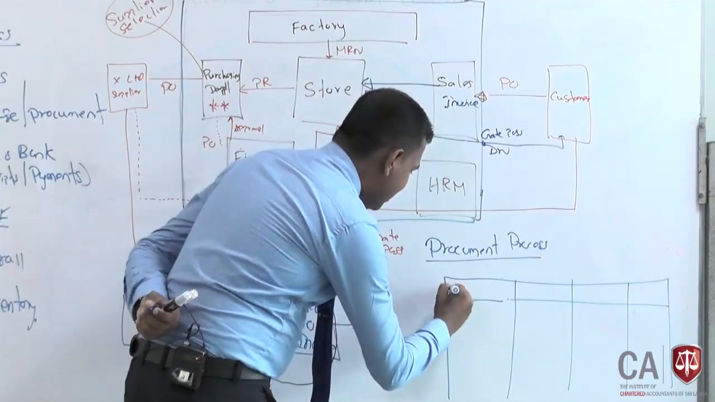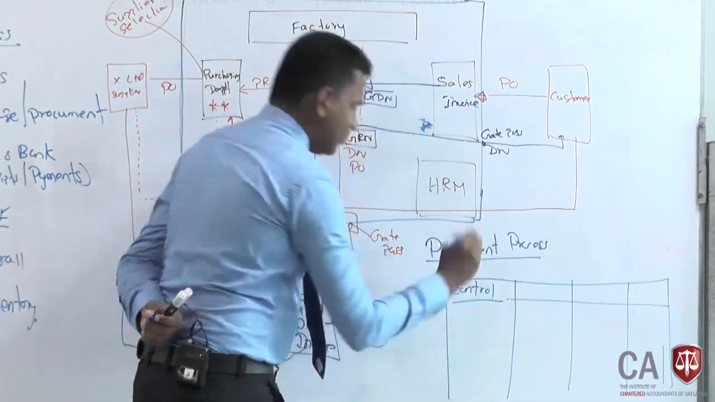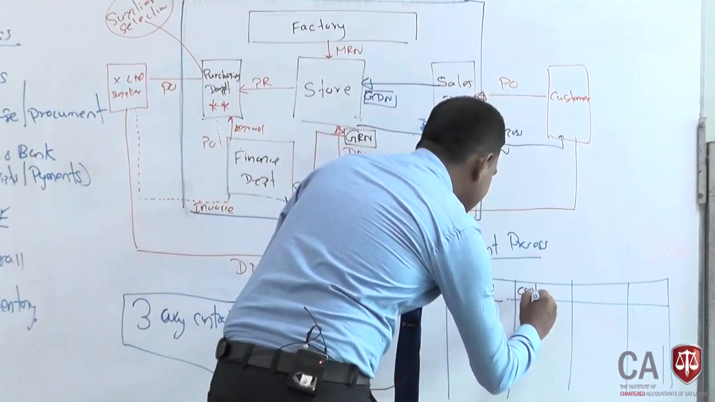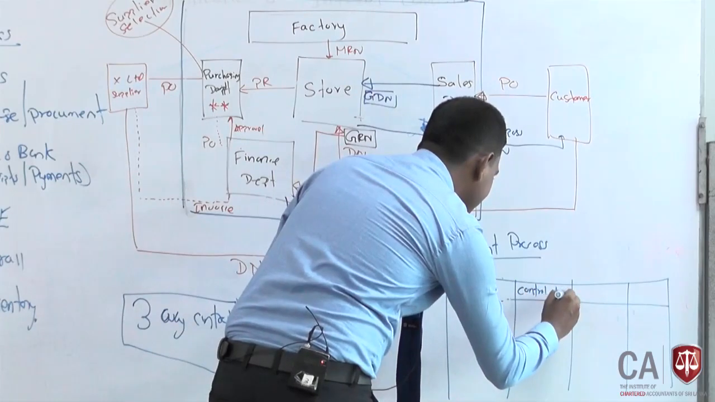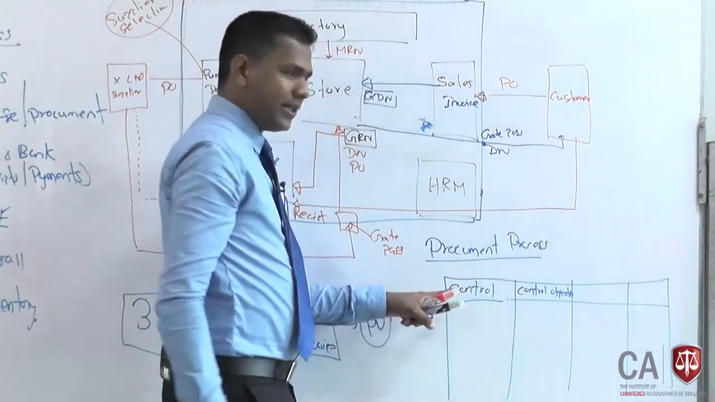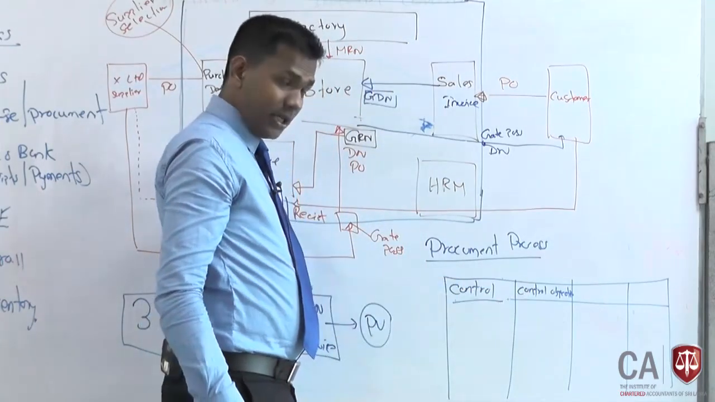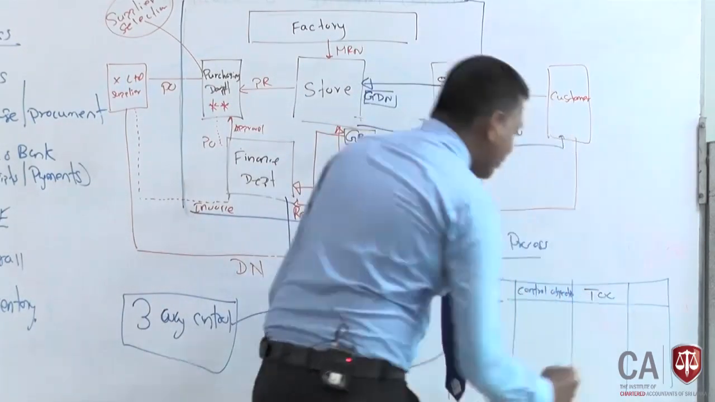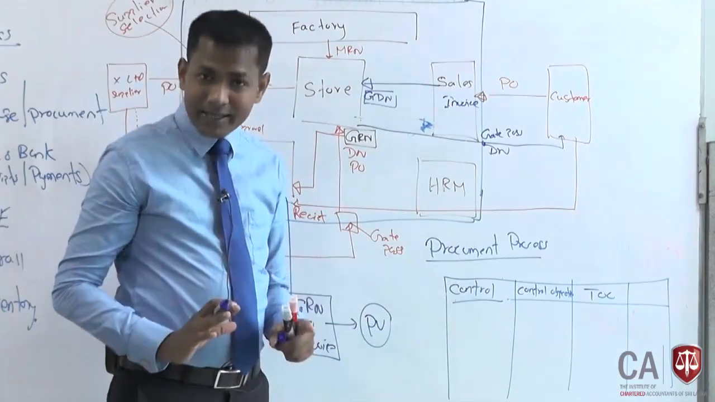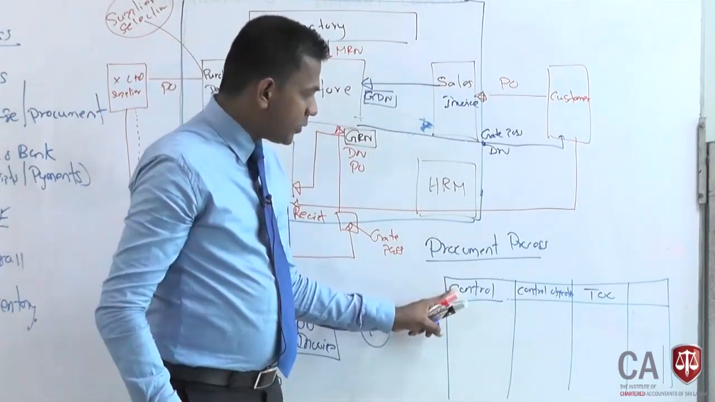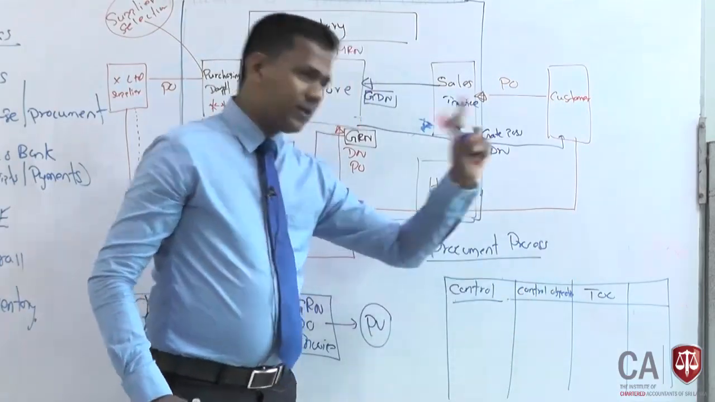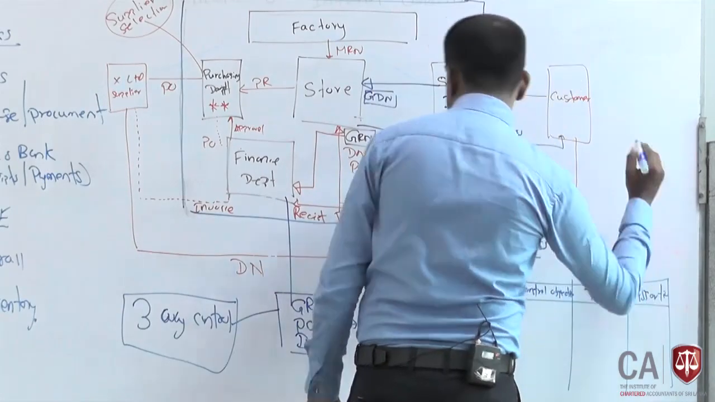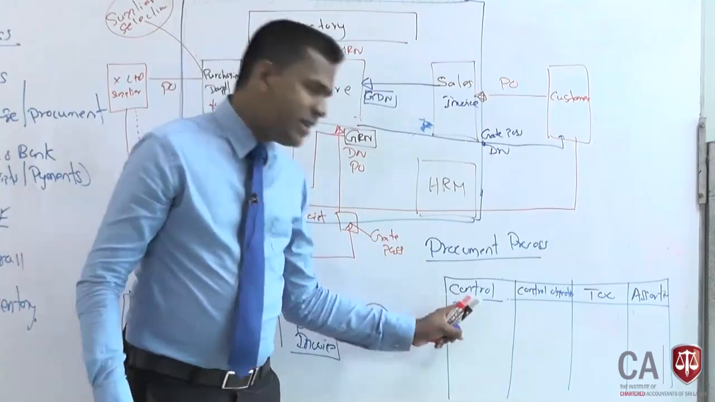Right. The number 1 is the control. So you need to write the control. Then you have to write the control objective. Right. First you have to write the control, then the control objective. Then you have to write the test of control. You know, this table itself we are going to summarize. Then it will be easy for you. Control, control objective, test of control and the assertion. Right. So this will be easy for you.